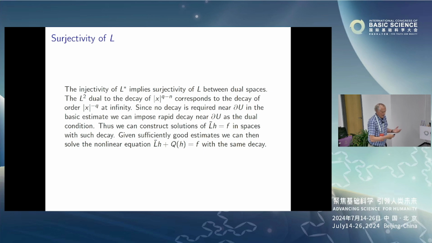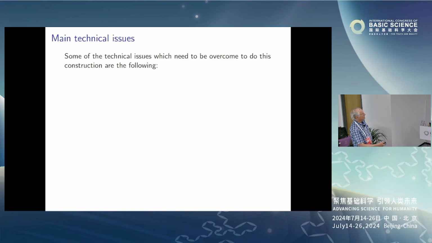Okay, and so I can't go through the details, but basically the injectivity of L star implies surjectivity of L, and because there's no boundary condition required near the finite boundary, you can produce solutions that decay rapidly there, and so H has compact support and vanishes to high order at those points. And once you have estimates on the linearized problem, you can use a Picard iteration scheme to solve the nonlinear problem. So that's the idea of the proof.